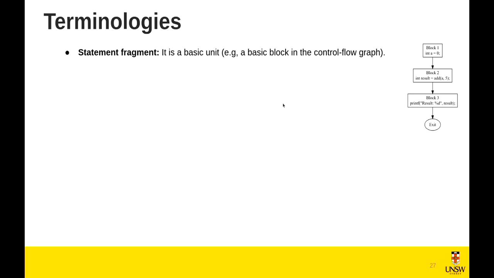So let's introduce more terminology here. The first one is called statement fragment. A statement fragment could be considered a basic unit of the program. For example, we could consider a basic block in the control flow graph as a statement fragment. So it is basically multiple statements executing in one sequence. We could also consider a larger scope, more related to those functional designs, as a statement fragment.